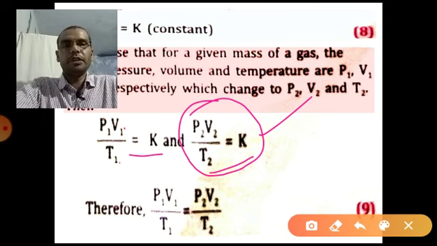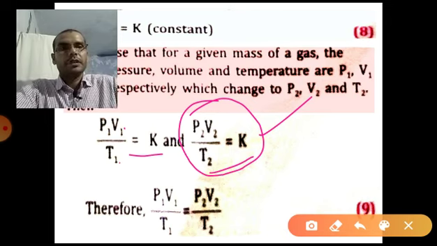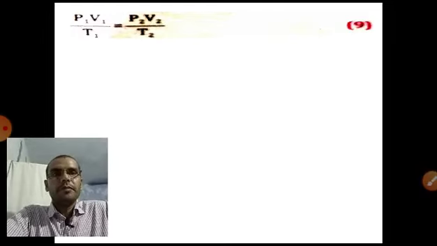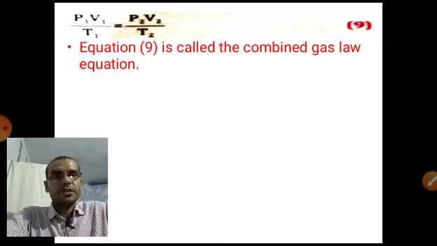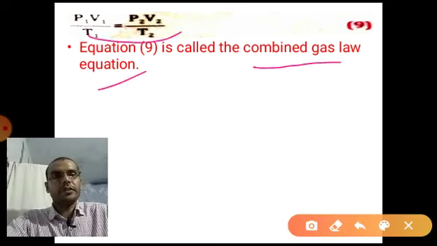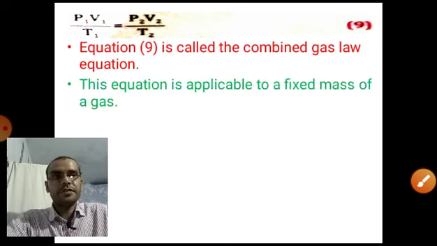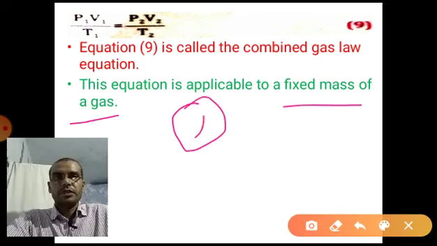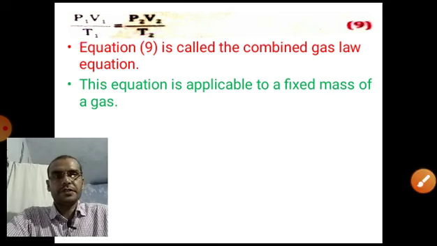So P1 V1 by T1 equals P2 V2 by T2, and this equation is called the combined gas equation, or the combined gas law equation. The gas law equation is applicable to a fixed mass of a gas. If the mass of the gas is fixed, then this equation is applicable for that gas.